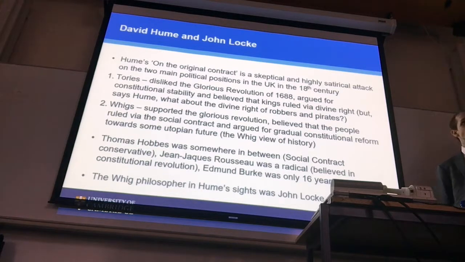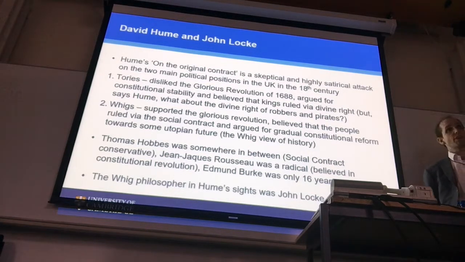Rousseau also doesn't fall into this dichotomy. He is in a way beyond the Whigs. He doesn't see that history has been a process of gradual reform and things getting better. He thinks things are actually pretty terrible. And what we need is a mass revolution and a complete change of constitution. He's a radical. So he is not exactly the person who Hume has in mind.